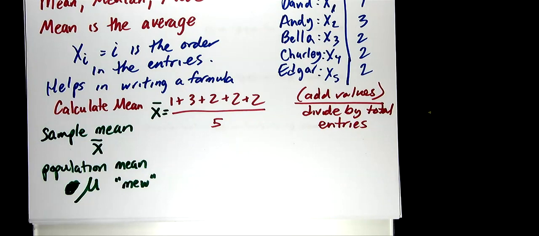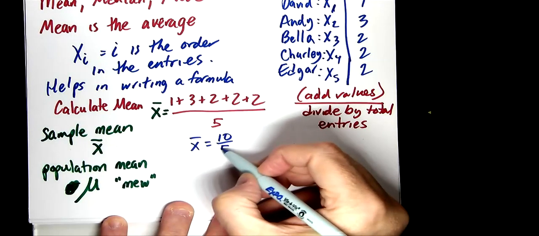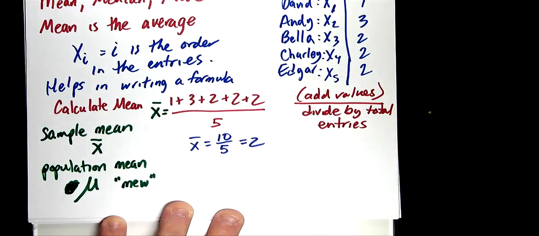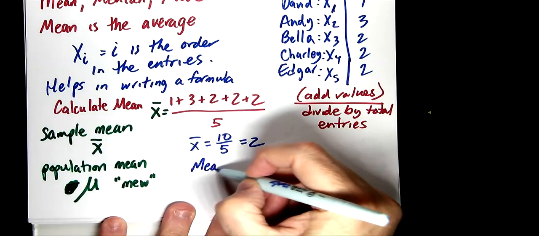So we would add these up and we would get 10 over 5, which is 2. So the mean number of siblings is 2.